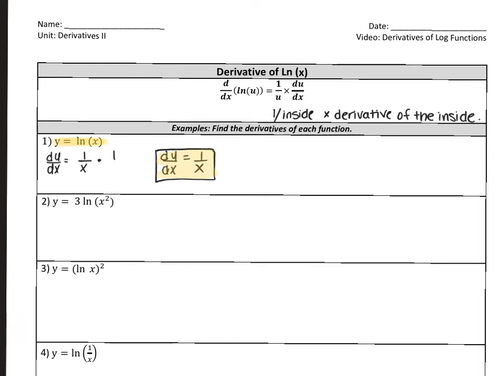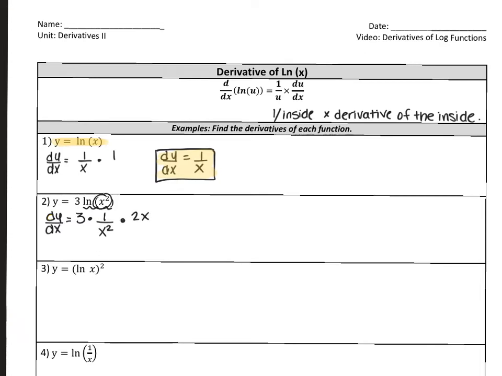So let's look at a more complicated example, like number 2. So if I want to find the derivative, dy over dx, well, first there's a multiple here, so there's a 3, so we're going to leave that there, 3, and then take the derivative of ln of x squared. So the rule is 1 over the inside, so x squared is on the inside, times the derivative of the inside. So the derivative of x squared is 2x.